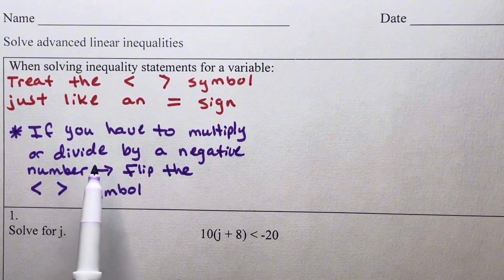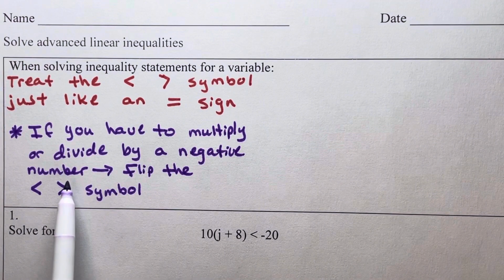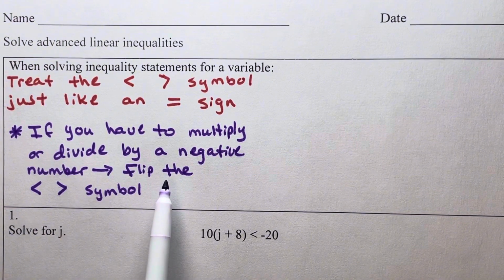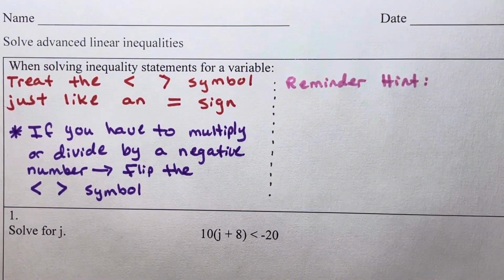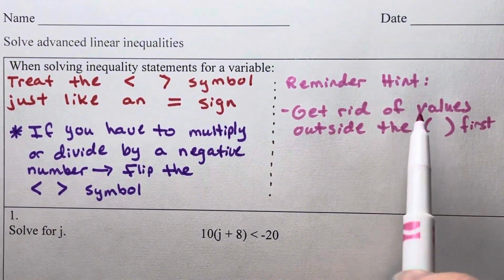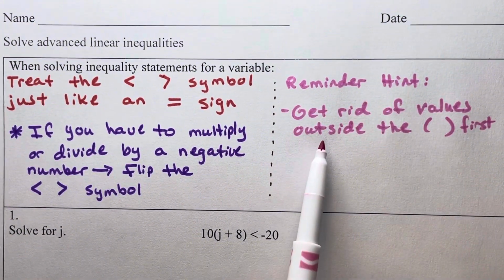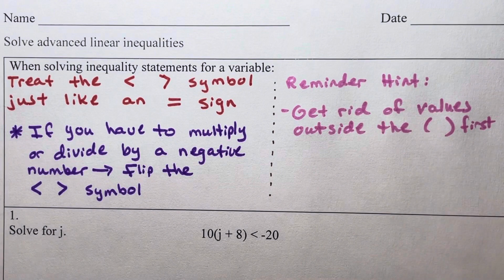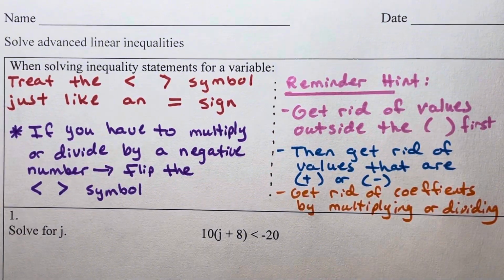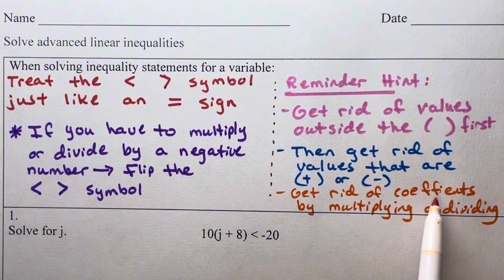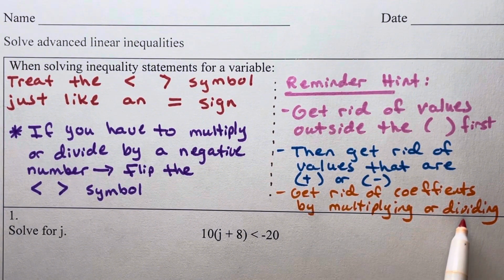or divide by a negative number, you will have to flip. You're going to have to turn the less than or greater than symbol to face the other direction. A small reminder hint: get rid of the values that are outside of the parentheses first. After that, get rid of the values that are adding or subtracting. And finally, remember to get rid of coefficients by multiplying or dividing.